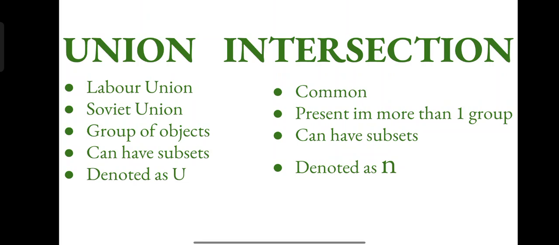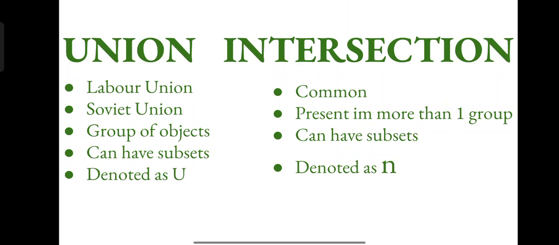Okay, we are familiar with terms like labor union, Soviet Union, etc. What do all these represent? They all represent a group of people. It does not represent a single man, isn't it? It represents a group of people coming together. That stands for union. Similarly, in sets, a union is a group of objects. Okay, and a union can also have subsets, and it is denoted by U.